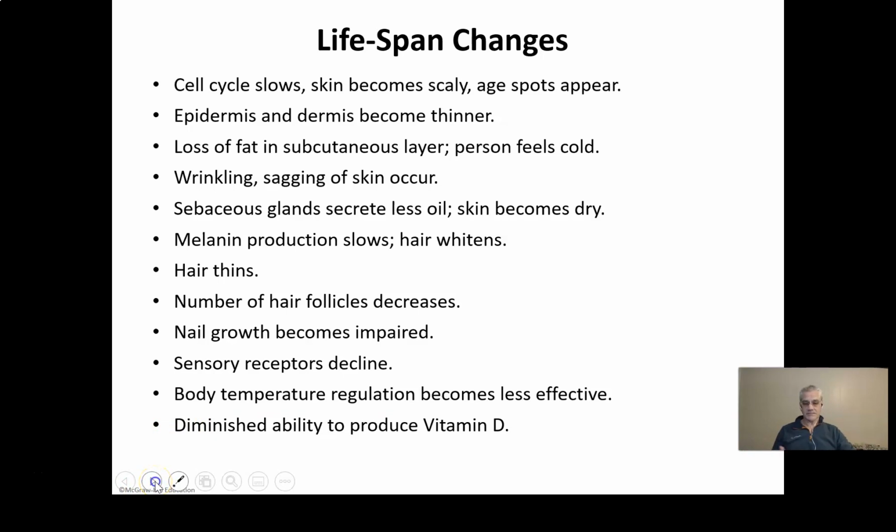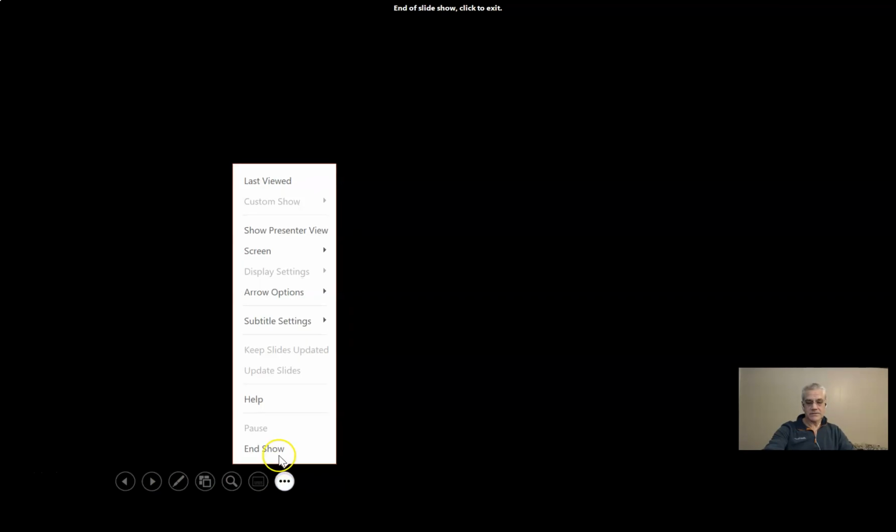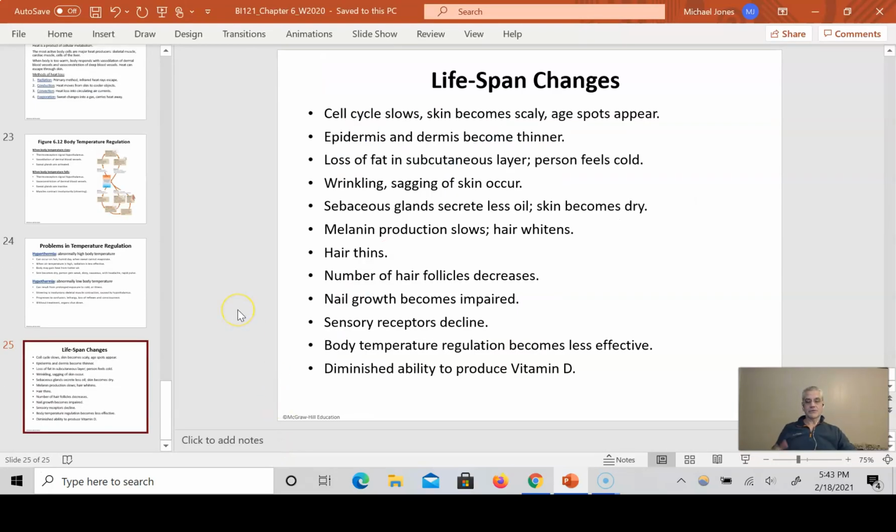All right, I believe that's it. Yes, right. So, okay, so that's the integumentary system.